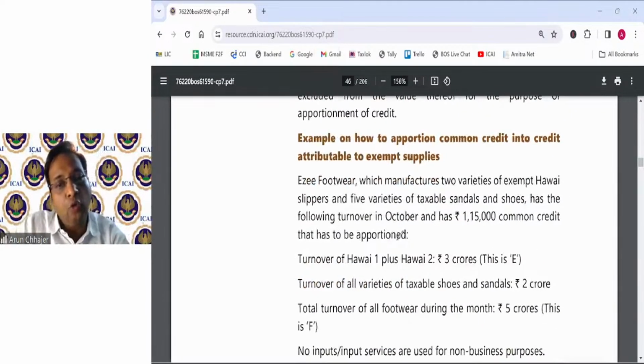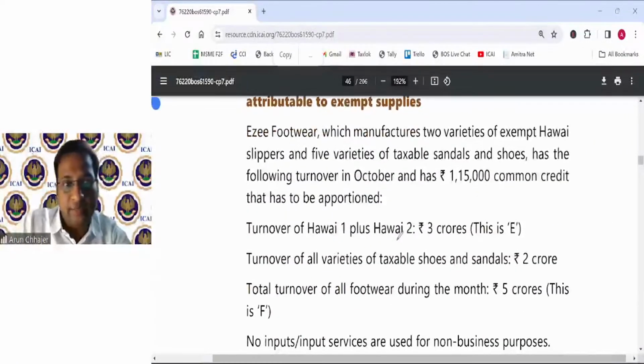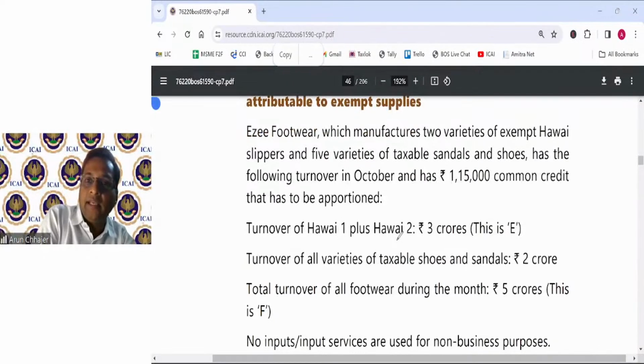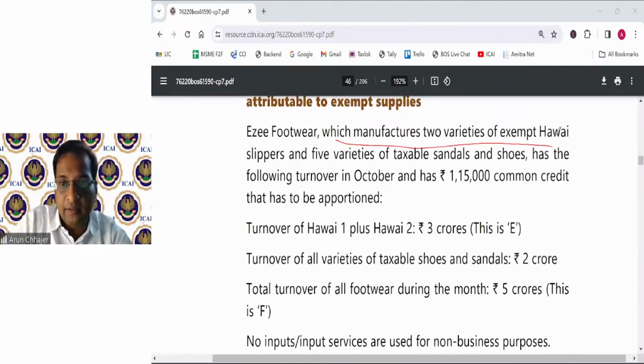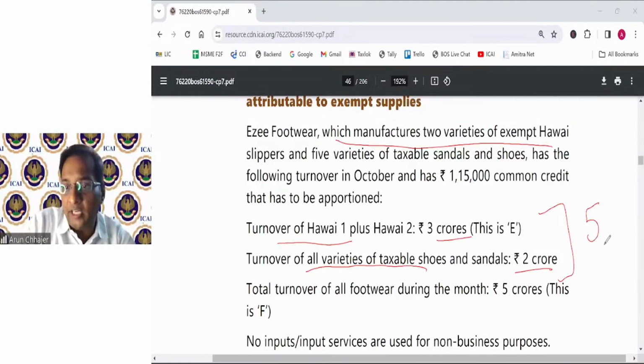Example on how to apportion common credit into the credit attributable to exempt supply. Say Easy Footwear manufactures 2 varieties of exempt supply, that is Hawaii slippers, and 5 varieties of taxable supplies, shoes, and has the following turnover in the quarter. In October, the turnover of Hawaii 1 plus Hawaii 2 is 3 crore, and the turnover of all varieties of taxable supplies is 2 crore. What is F? F is total turnover, 5 crore.